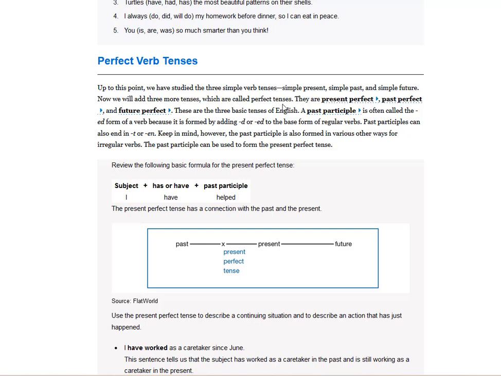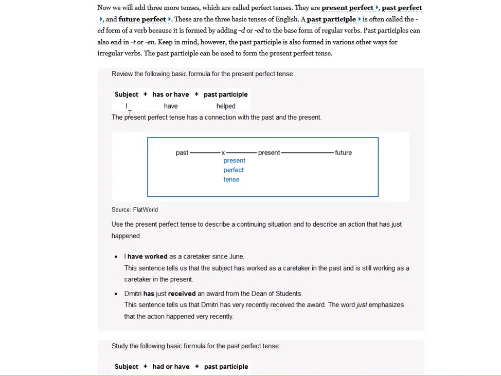And so when you have a present perfect or a past perfect, that tense is formed with to have plus a past participle. So, I have helped. When you have "I have helped," that is the present perfect. "I had helped" is the past perfect. And "I will have helped" is the future perfect. Let me do that again. I have helped is the present perfect. I had helped is the past perfect. I will have helped is the future perfect.